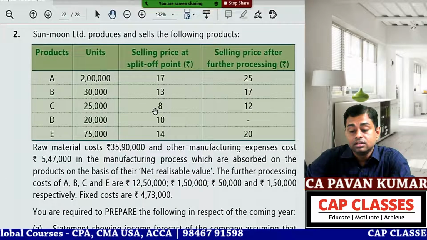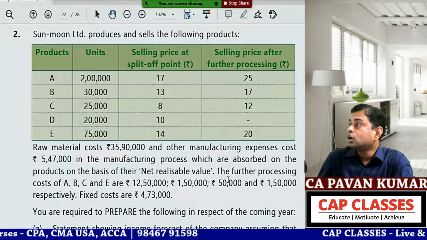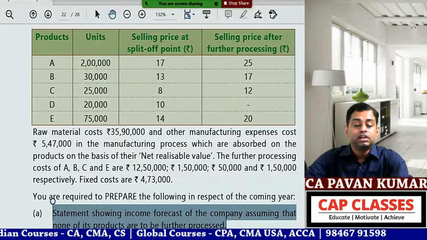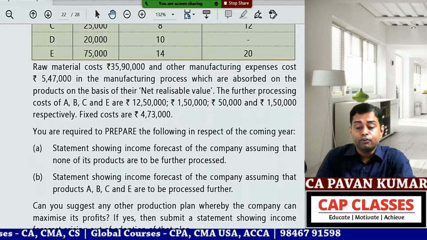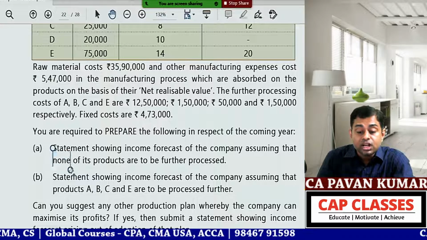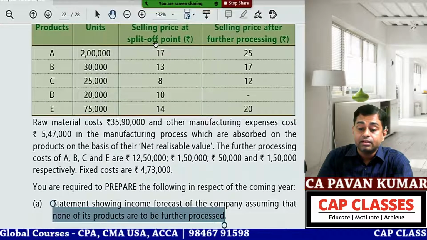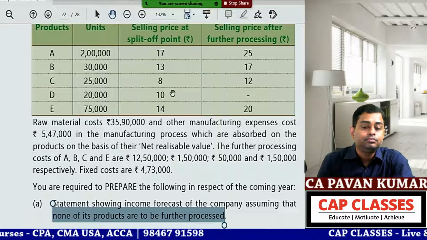So shall we do this? All of you read the problem once again. Okay, shall we start solving it? First one is statement showing income forecast of the company, assuming that none of its products are processed further. That means you are selling everything here.